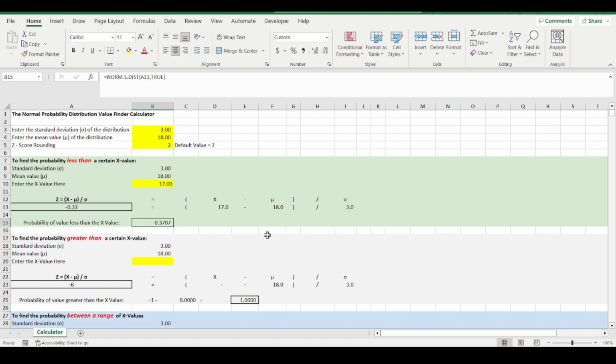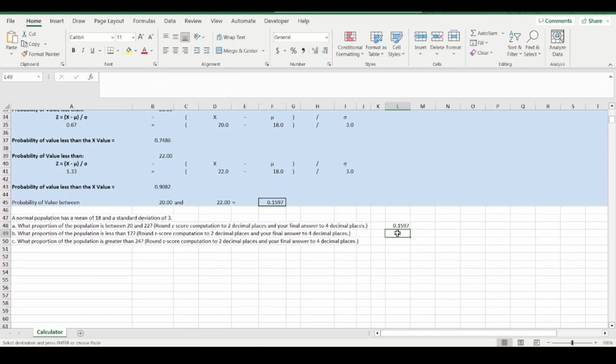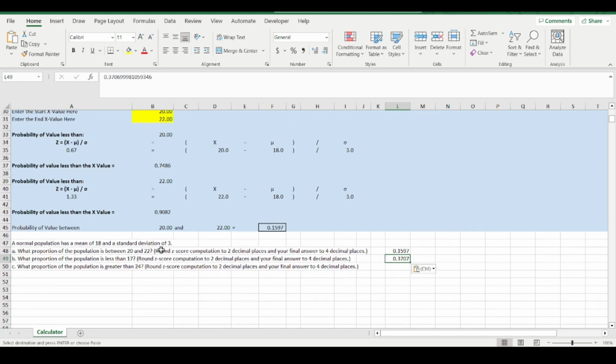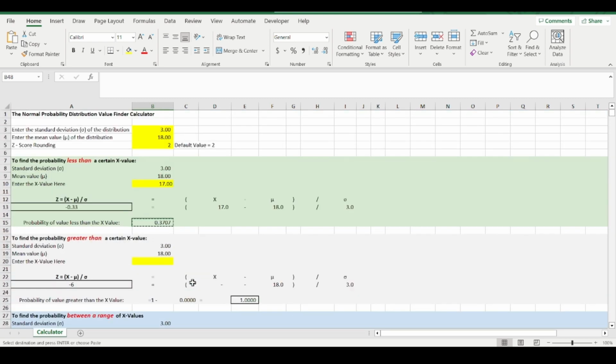So 37.07% of values are less than 17. So we can copy and paste that in there. And the number of decimal places is correct. Just note in this question, the question does state that your z-score needs to be rounded to 2 decimal places. So if you actually look over there, we put the 2 decimals in there.